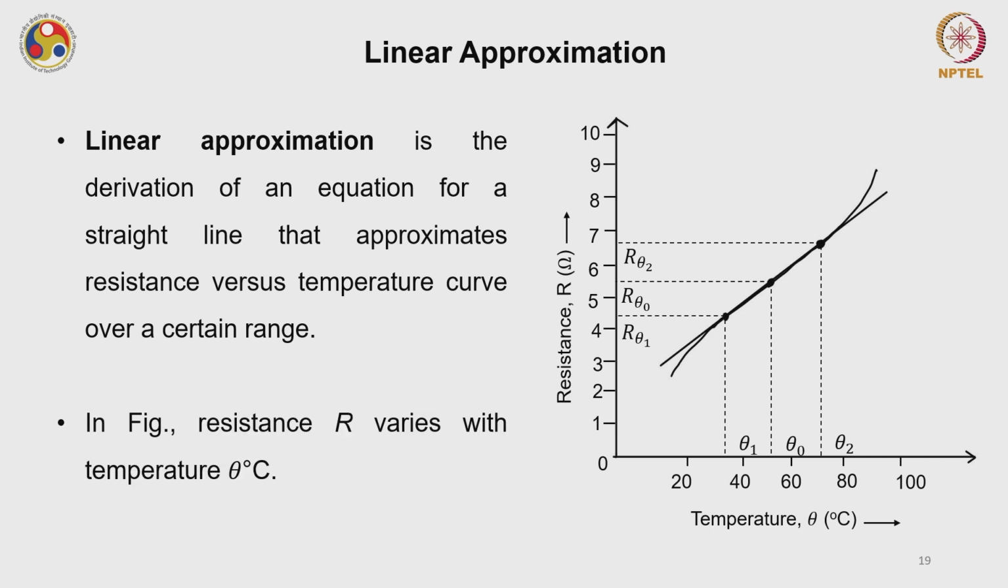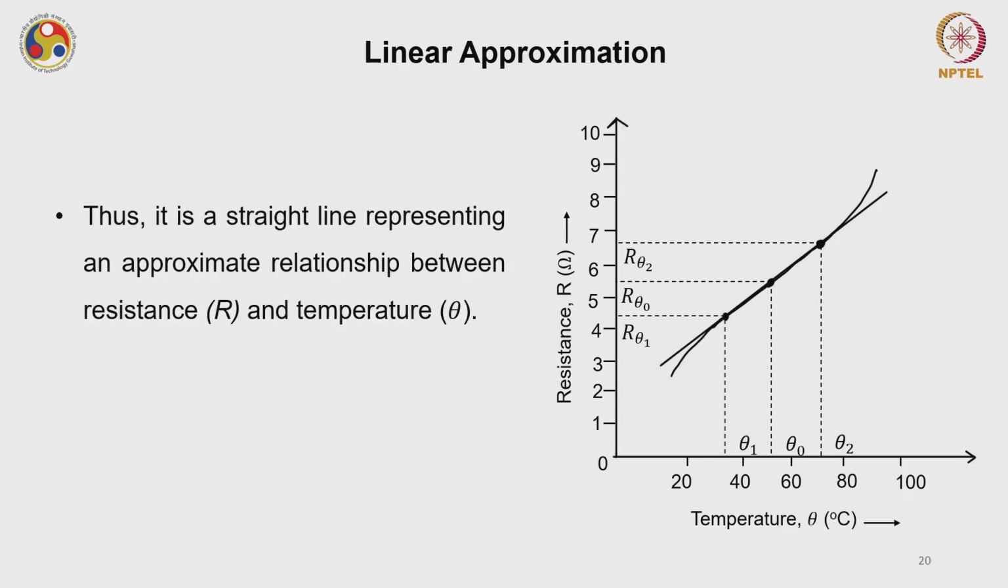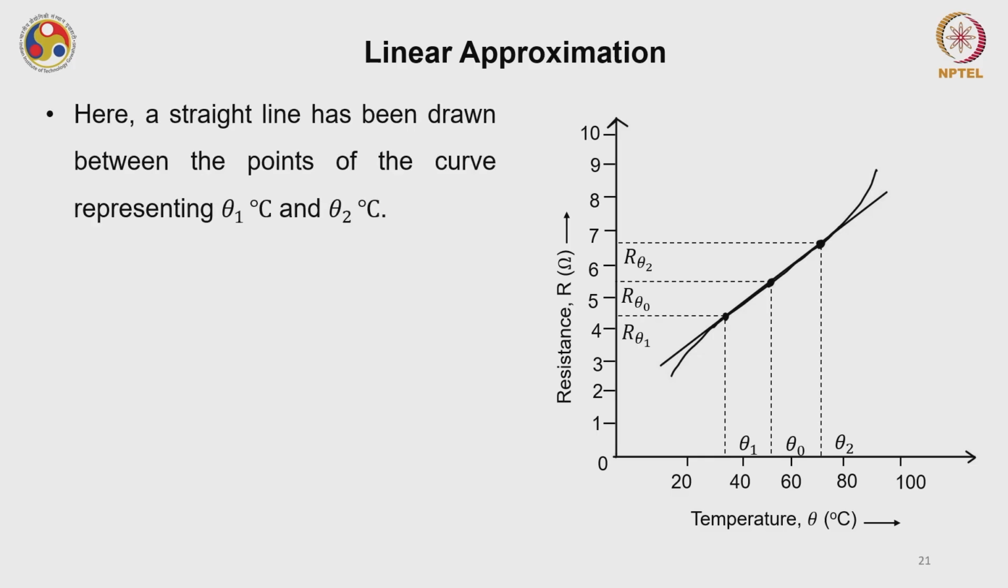Your resistance versus temperature curve is shown. For different temperatures theta 1, theta 2, and theta naught, the respective resistances are shown on the y-axis. Therefore, what I have done is I have tried to linearize, or find the linear part of, this non-linear sensor in this particular range of temperature, theta 1 to theta 2. In this range it is a straight line representing an approximate relationship between the resistance R and temperature theta. A straight line has been drawn between the points of the curve at theta 1 and theta 2. Theta naught represents the midpoint of this temperature range.